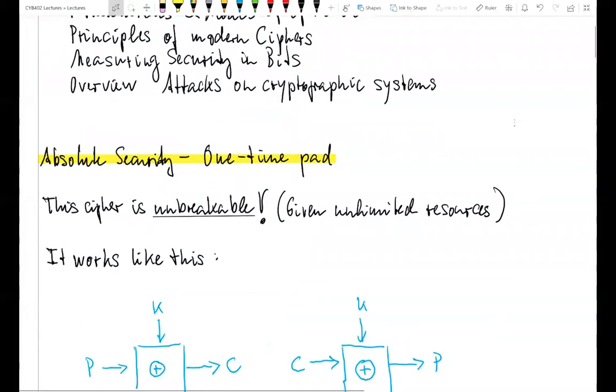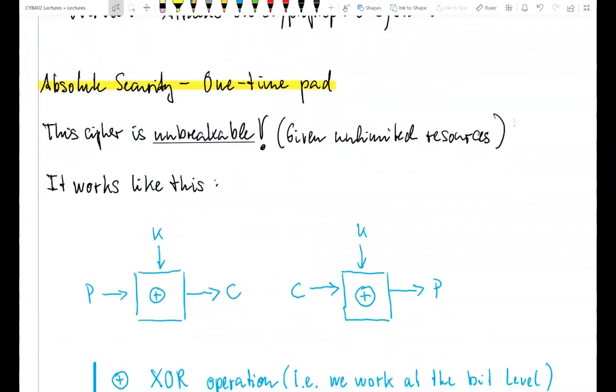Okay, so let's start with the first topic, absolute security. The question is, can we ever achieve absolute security, 100% security, with a cipher? It turns out we can actually do that. The cipher that achieves that is called the one-time pad. This cipher is virtually unbreakable, and unbreakable means with unlimited resources: unlimited computing resources to begin with, and unlimited time.